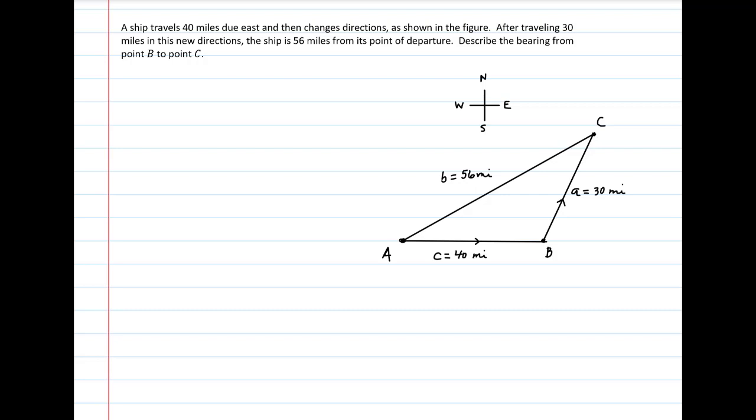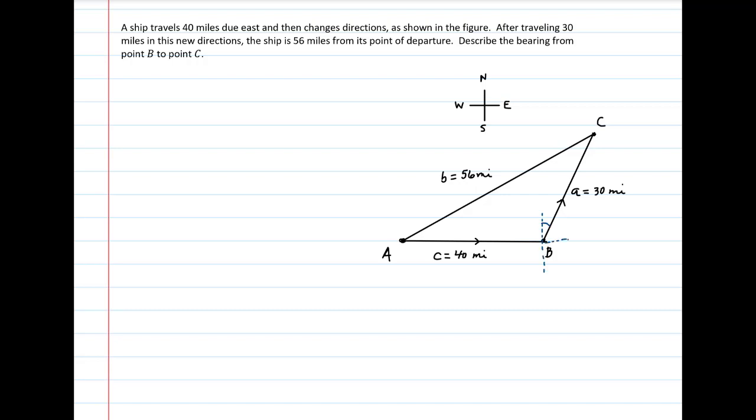After traveling 30 miles in this new direction, the ship is 56 miles from its point of departure. Describe the bearing from point B to point C. And bearing involves an angle here, guys, so we're going to have to find an angle there. So here we have the picture, right? And I conveniently label everything so that we keep track of our formula as A, B, C, the points. Well, the problem describes it that way as well.